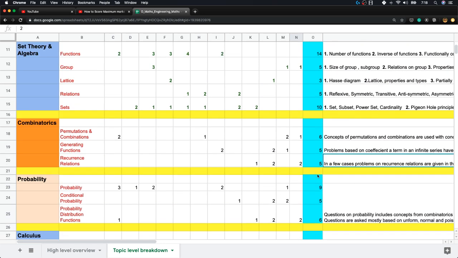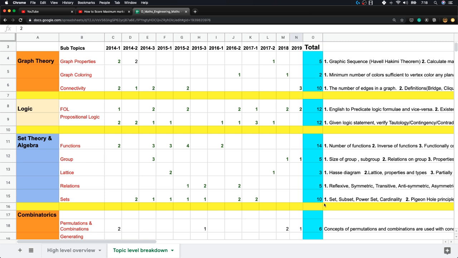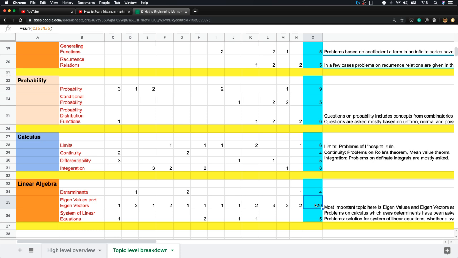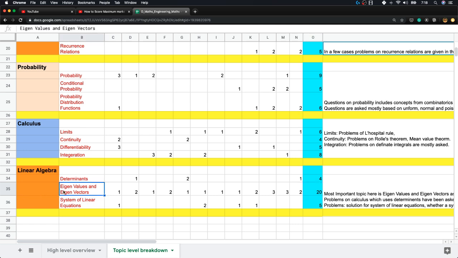If you look at all of these fields, look at the total marks in the last 12 years of questions. The highest marks are for eigenvalues and eigenvectors as a topic, right? This is super duper important. It's extremely scoring. You just have to know the properties of eigenvalues and eigenvectors and you're good to go. It's that simple, to be honest with you, right?